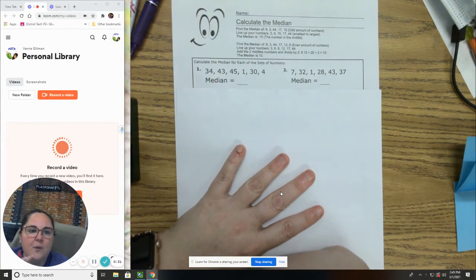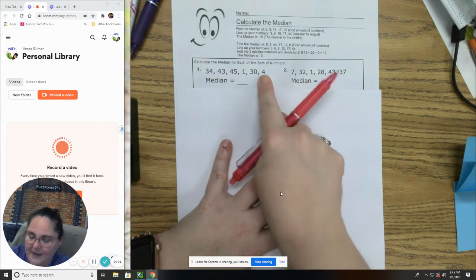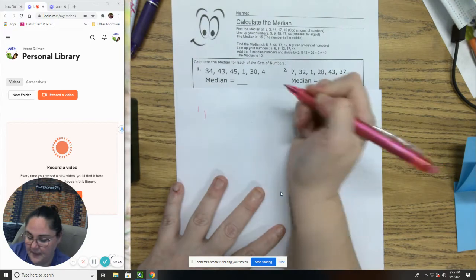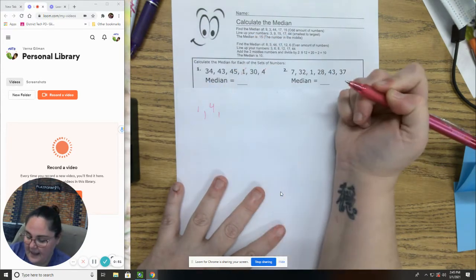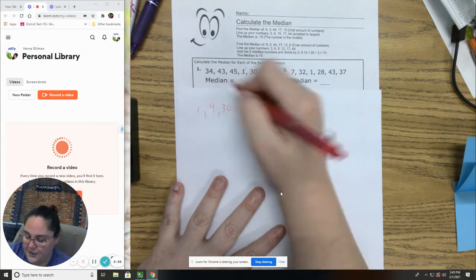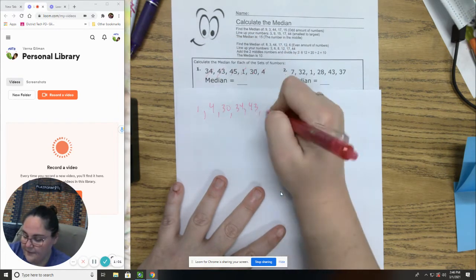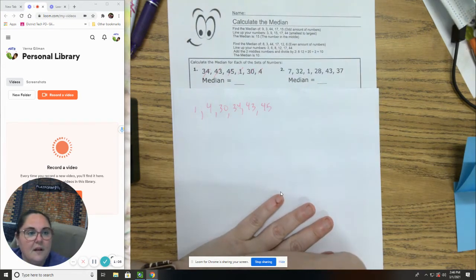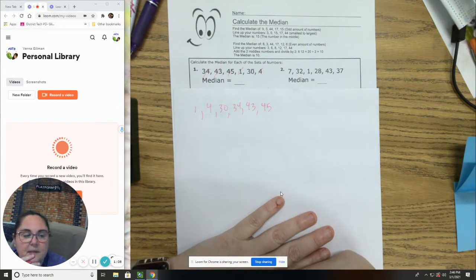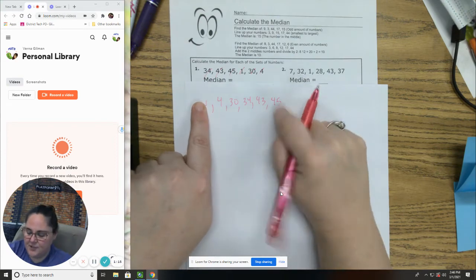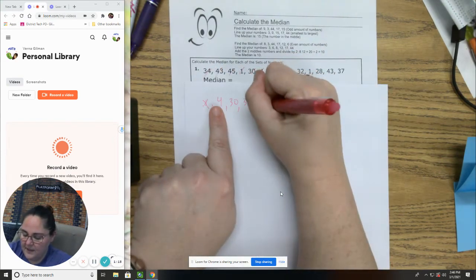So the first thing when you find the median is you have to label your numbers or list them from smallest to largest. Okay, so looking at these numbers right here, I'm literally going to write them down from smallest to largest. So 1, and then 4, and then 30, 34, 43, and 45. Those are my numbers. Now, when I find the median, what I do is I literally go side by side and I start from the outside edge. So I mark out one here and one here, one here and one here.